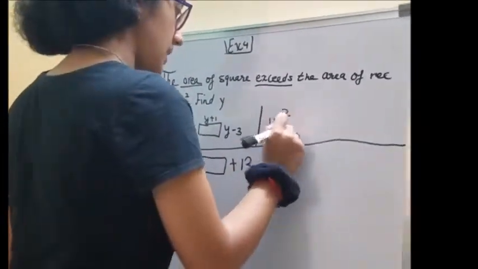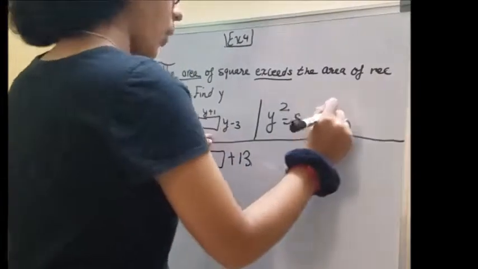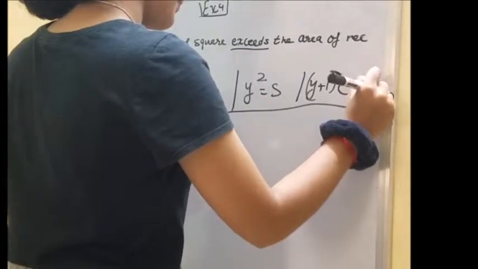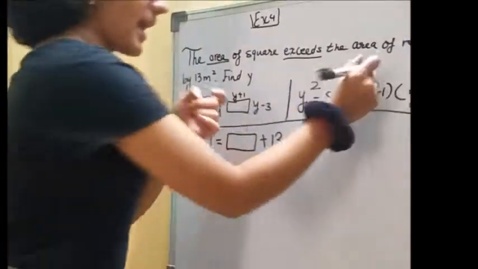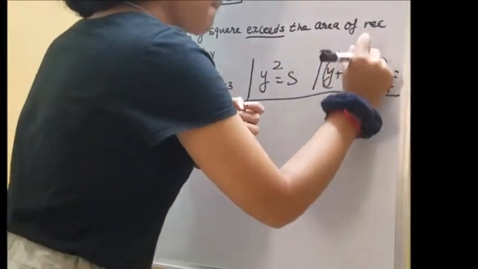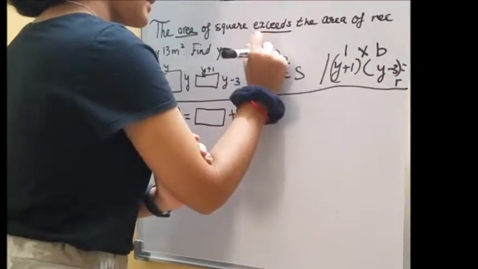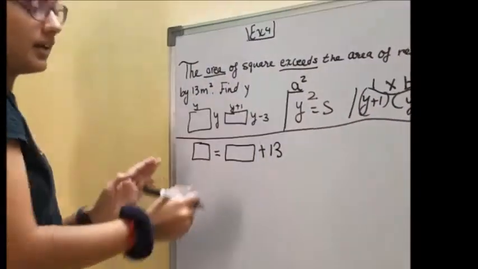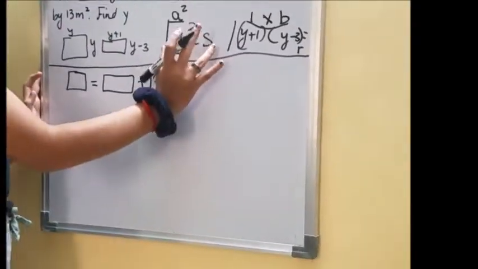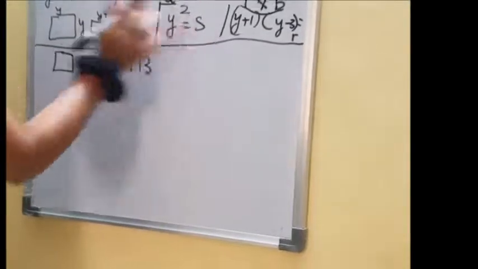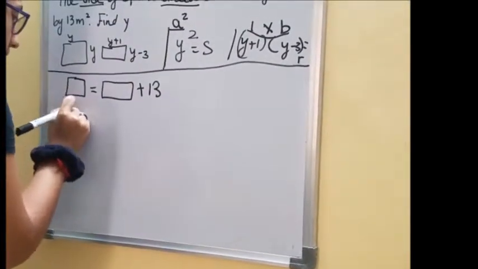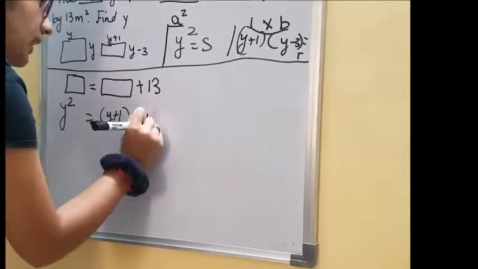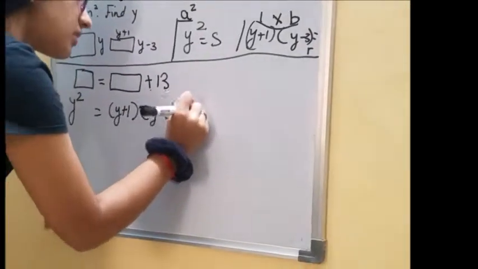and that's going to be y plus 1, y minus 3. So in this case, it's L times B. In this case, it is A squared. That's the formula for finding the area. So now we're going to substitute these numbers over here. So this one is y squared, so that's correct, equals y plus 1, y minus 3 plus 13.